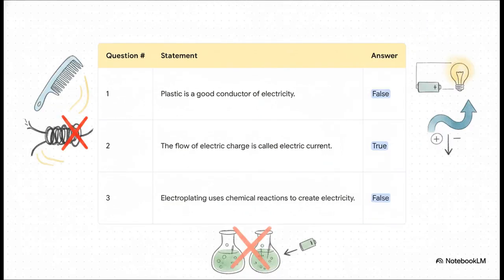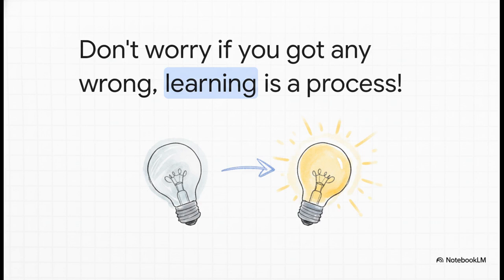All right, let's check your answers. Number 1 is false. Plastic is an insulator. Number 2 is true. And number 3 is false. So, how'd you do? Hey, don't worry if you got any wrong. That's how we learn. Let's do a quick recap.